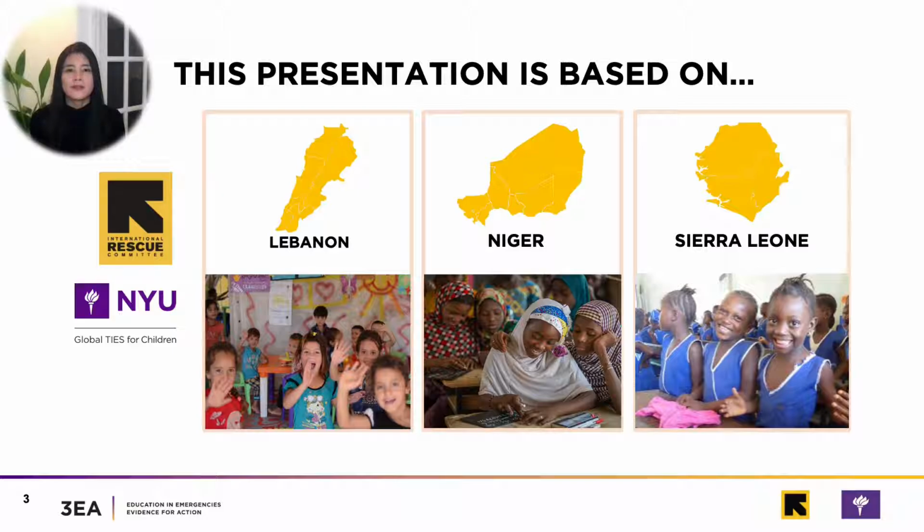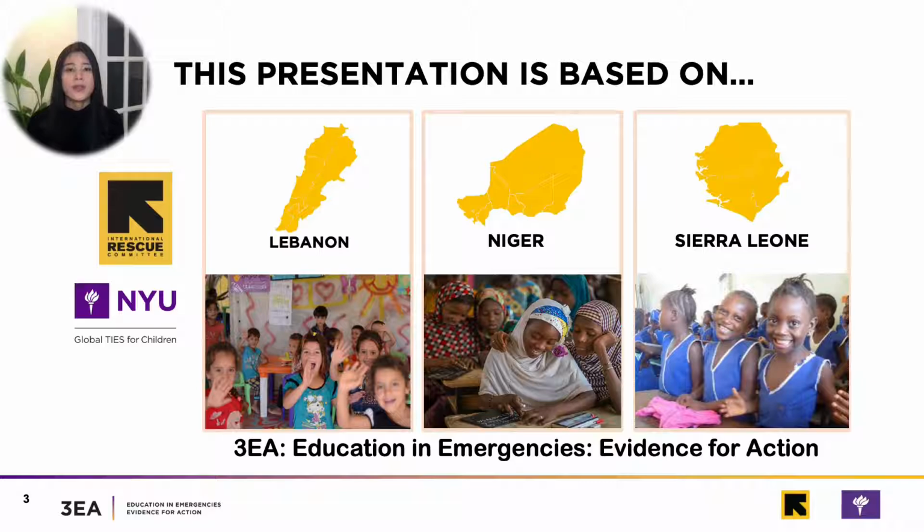The recommendations and solutions that we are sharing today are based on our research in Lebanon, Niger, and Sierra Leone, conducted under the umbrella of a larger initiative called 3EA, Education in Emergencies, Evidence for Action, which was conducted in partnership with International Rescue Committee and New York University Global TIES for Children. In Lebanon, we work with the Syrian refugee children who fled the violence of civil war. In Niger, we work with the Nigerian children, local children, and internally displaced children, and also Nigerian refugee children who were affected by Boko Haram attacks. In Sierra Leone, we work with the children who are affected by Ebola crisis.